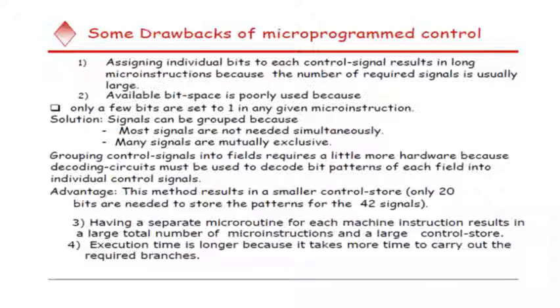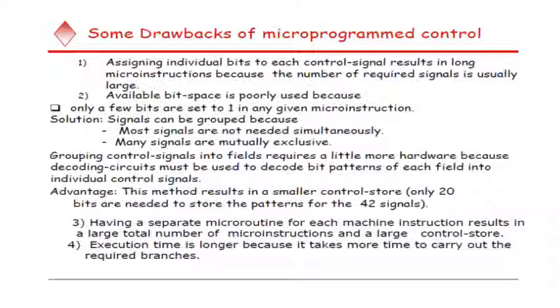The solution for it is that the signals can be grouped, because most signals are not needed simultaneously, and many signals are mutually exclusive. Grouping the control signals into fields requires a little more hardware because a decoding circuit must be used to decode the bit pattern of each individual field into individual control signals. The main advantage is that this method results in a smaller control store. That is, only 20 bits are needed to store the pattern for 42 signals.